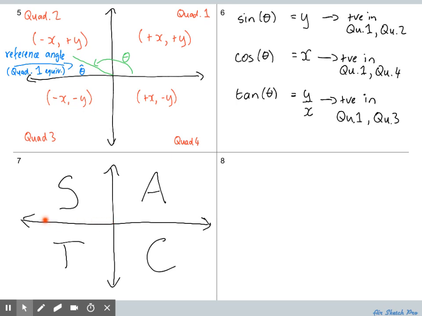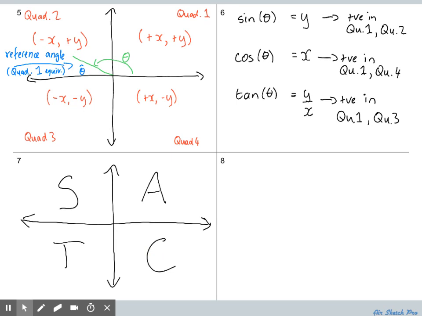Between pi and 3 pi on 2, so in this area here, that means if you've got an angle that goes from here all the way over to here, then that would be tan being positive and the others being negative. And if you have an angle all the way over here, then that means cosine is positive and the rest are negative. And that's how it works.